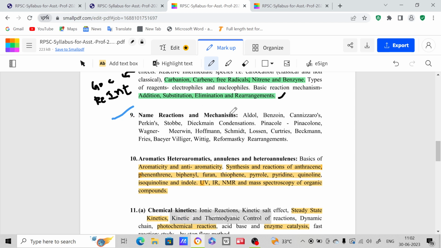Just study these named reactions only. You don't need to study anything outside of this syllabus. Just follow strictly this syllabus only. So aldol condensation, benzoin, Cannizzaro, Perkin, Stobbe, Dieckmann condensation, pinacol, pinacolone, Wagner-Meerwein, Hofmann, Smiles, Lossen, Curtius, Beckmann, Baeyer-Villiger, Wittig, Reformatsky. Okay, these named reactions are very important for CSIR NET and GATE, and these same named reactions you have to study here also.